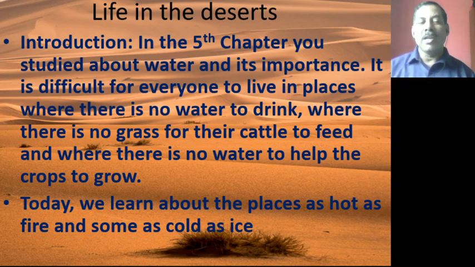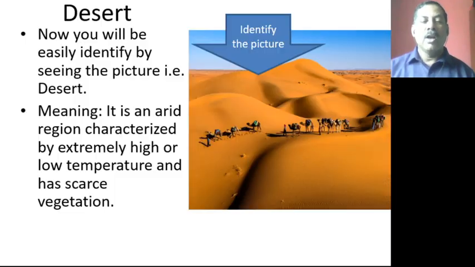Today, we are going to learn about places as hot as fire and some as cold as ice. So many differences are there. So hot and cold. Now you will be able to find out the places that are hot as well as cold. By seeing the picture, you will be able to identify what exactly it is. Now you can see the picture, identify the picture.